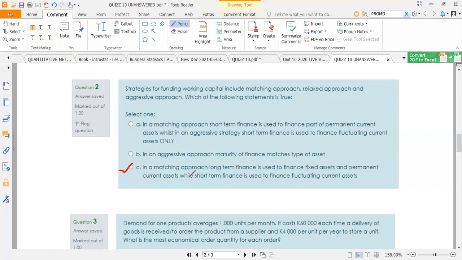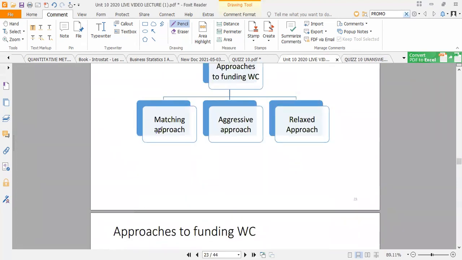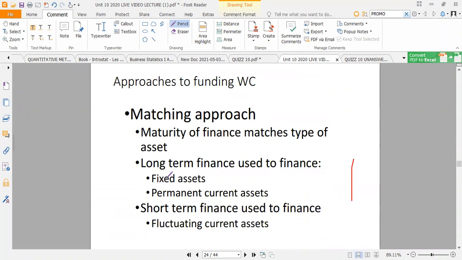From what we've just read, under the matching approach, long-term finance is used for three things: number one, to finance fixed assets; number two, to finance the permanent current assets. Then short-term finance is mainly used to just finance the fluctuating current assets. So this is under the strategies used for funding working capital. The aggressive and the relaxed, we had discussed earlier on. What had remained was only the matching approach. So the answer is part C. Long-term finance is used for the fixed and the permanent, whereas short-term finance is used for the fluctuating assets only.